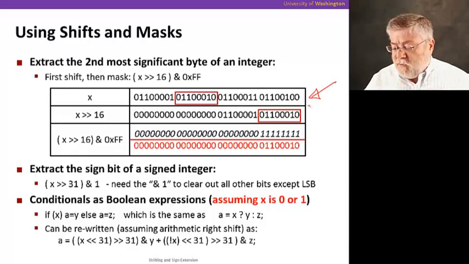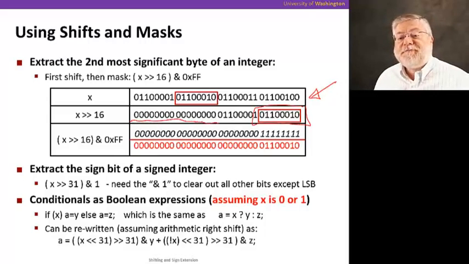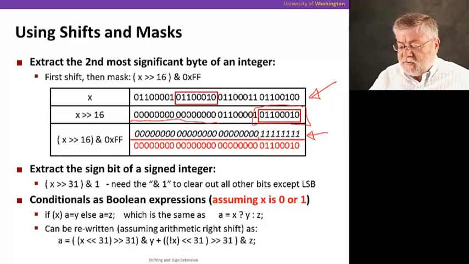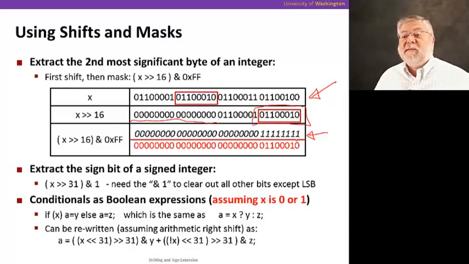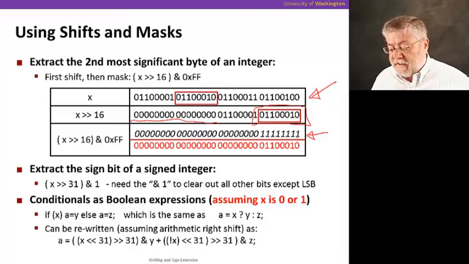Okay, so now we've moved that byte over to the low order 8 bits, and you notice we've padded with zeros on the far left end. Our next operation is what's called a masking operation. We're going to use this bit pattern, which is all zeros except for ones in the low order byte. That's represented by the value 0xFF in hexadecimal. So all ones in the low order byte.